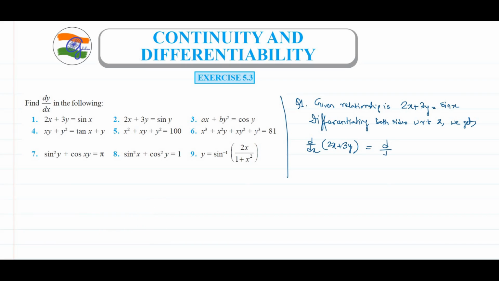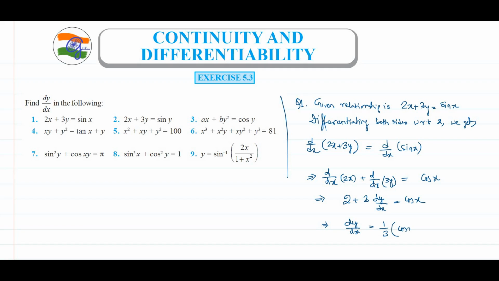and here it is d by dx of sine x. Solving this, we have d by dx of 2x plus d by dx of 3y by the fundamental rule of differentiation, and d by dx of sine x is cos x. So therefore we can easily have it as 2 plus 3 dy by dx is equal to cos x. That means we can have dy by dx is equal to 1/3 of (cos x minus 2). This is our required solution.